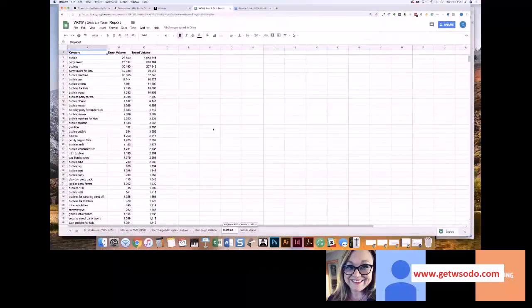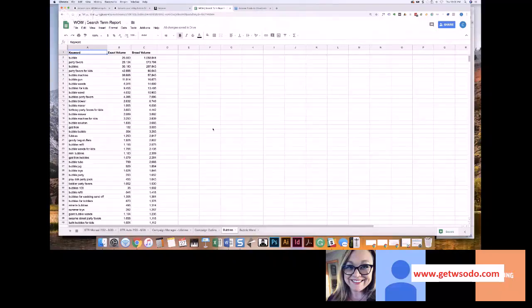So here's your basic seed keyword, bubble. You can see that it's bubble and it's party favors for kids. They buy bubble machines, bubble guns, bubble wands. It's for kids. So you get an idea of the general flavor of this: it's just a party favor for kids.